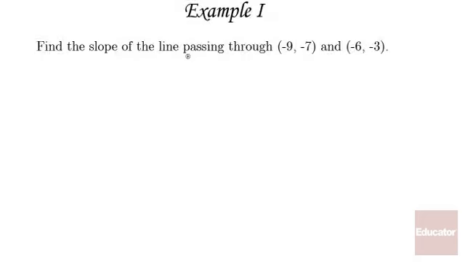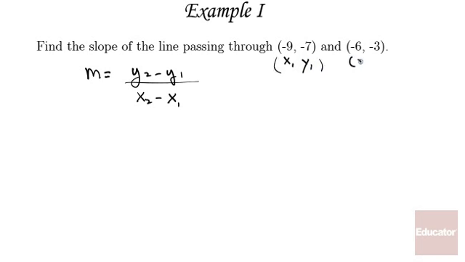Okay, in this first example, find the slope of the line passing through the points (-9, -7) and (-6, -3). Well, the definition of slope is the change in y over the change in x. I could choose to assign this either way, but I'm just going to say this is x1, y1, and this is going to be my x2, y2. It doesn't matter which way you assign as long as you're consistent. I could have called this x2, y2, and I would have gotten the same answer.